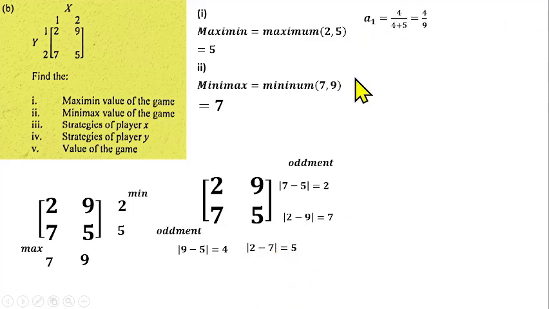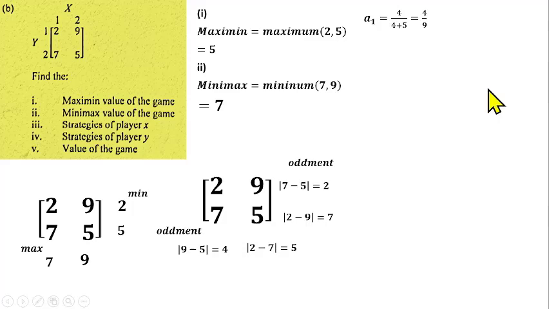Therefore, for the strategy for player x, I'm talking about player x now, which represents the first column here. That will give us 4, this oddment, over the addition of the two oddments, which is 4 plus 5. That will give us 4 over 9.